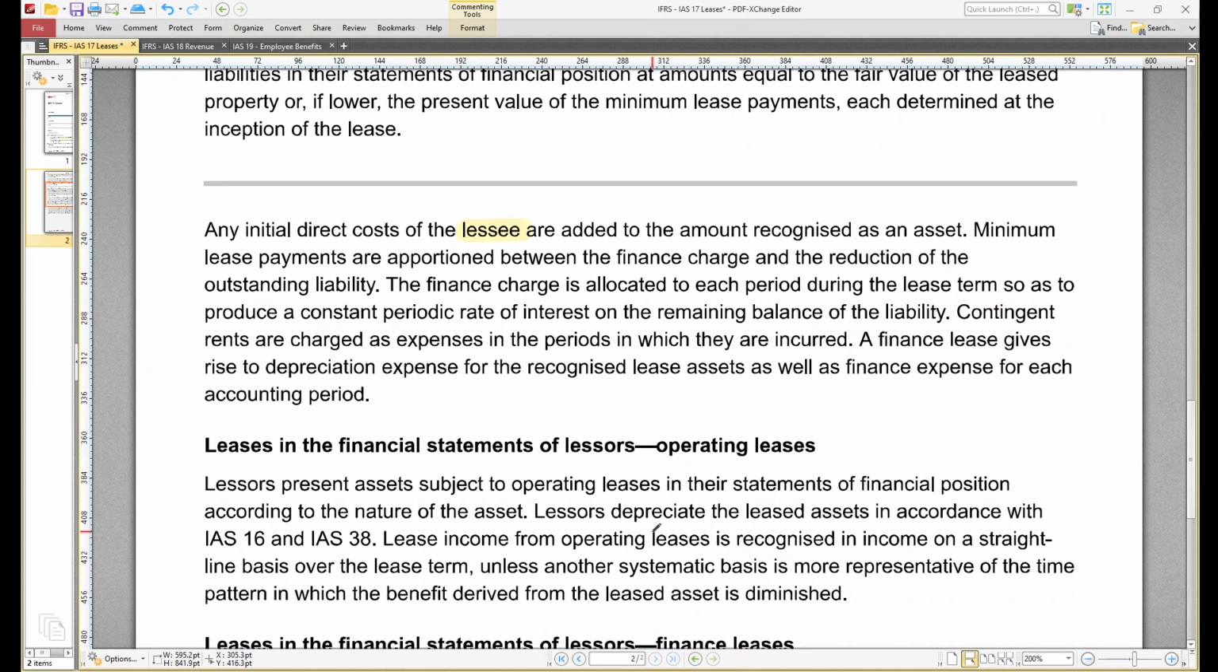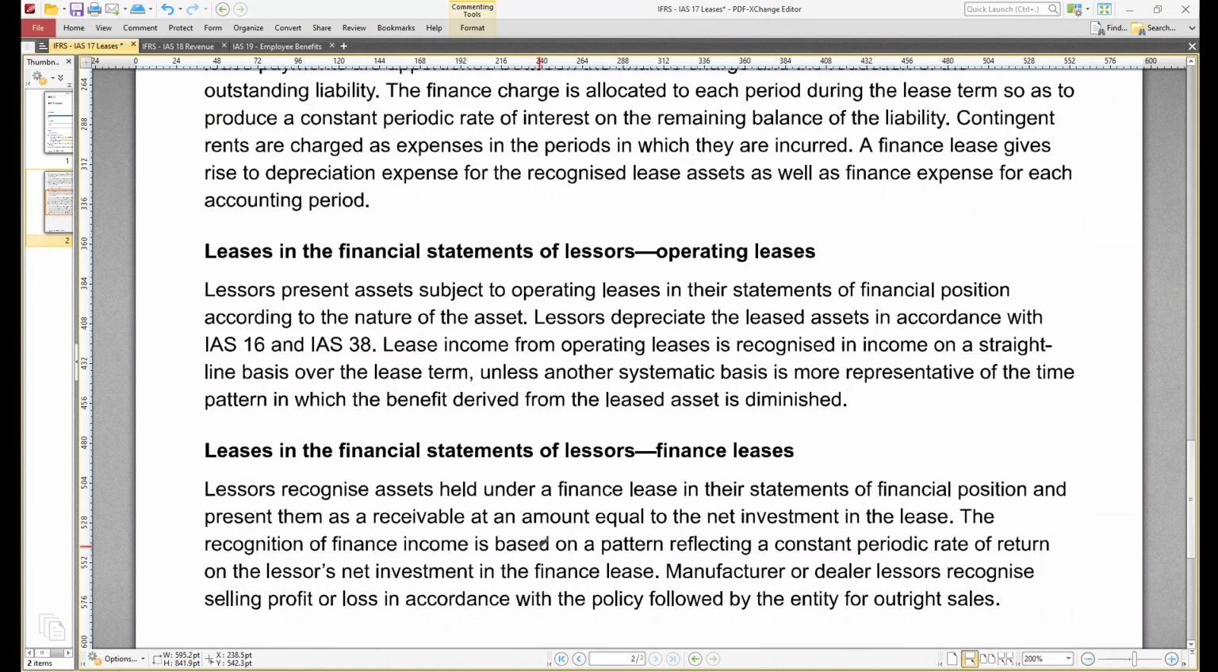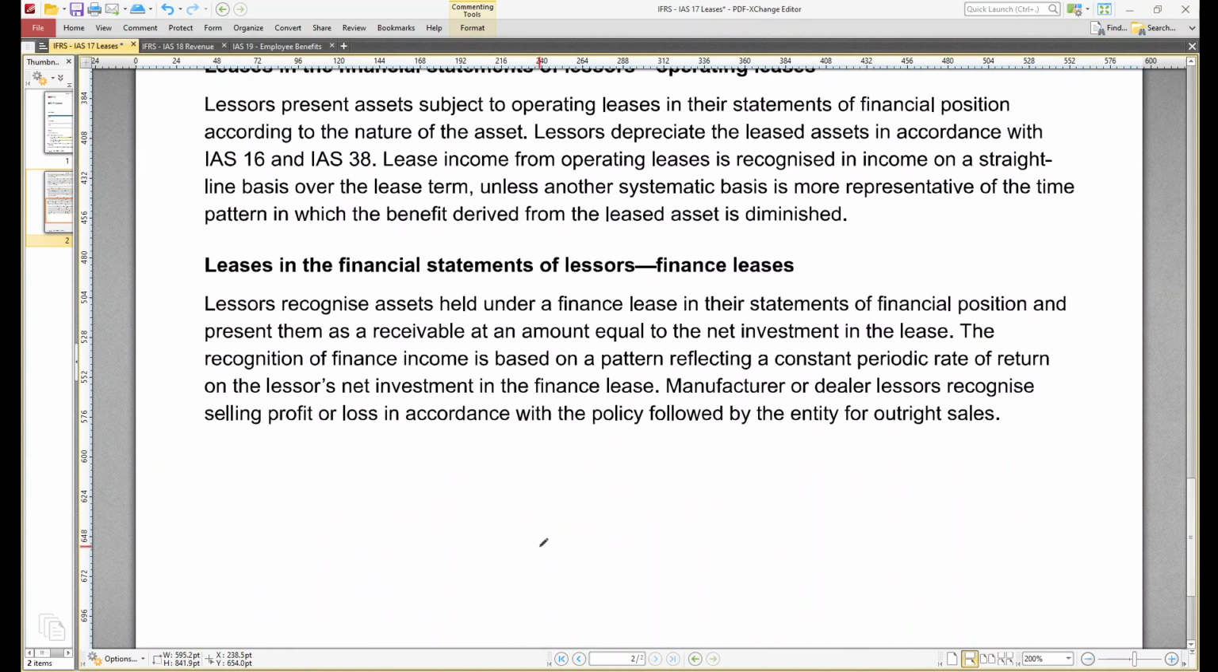Leases in the financial statements of lessors under the operating leases. So, lessors present the asset subject to operating lease in their statement of financial position according to the nature of the asset. And then, lease income from the operating leases is recognized in the income on a straight line basis. I hope nare-recall niyo yung concept nito.